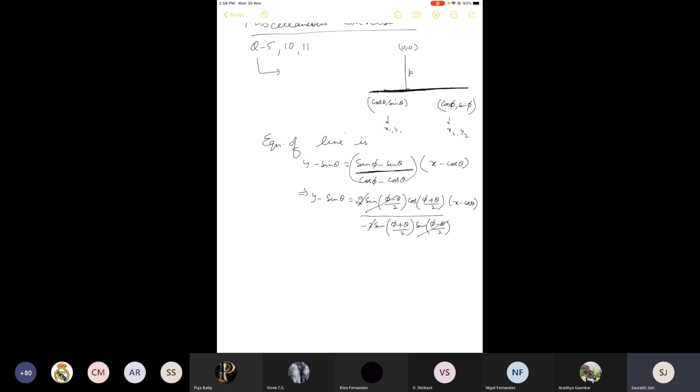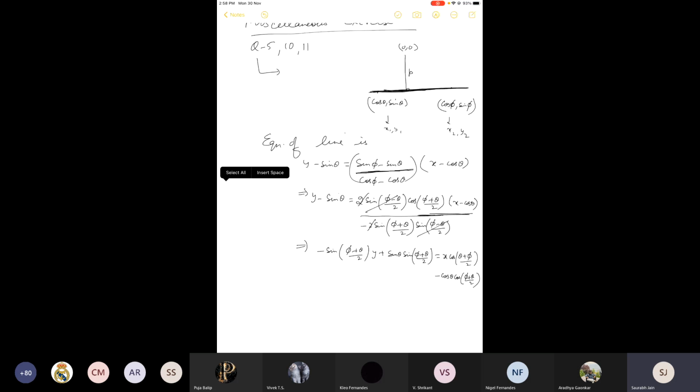Now what you can do, you can shift this term in the denominator to the left hand side. So it will be minus of sin (phi plus theta) by 2 into y plus sin theta sin (phi plus theta) by 2. Then the right hand side you have this term, right? So this is x cos (phi plus theta) by 2 minus cos theta into cos (phi plus theta) by 2.